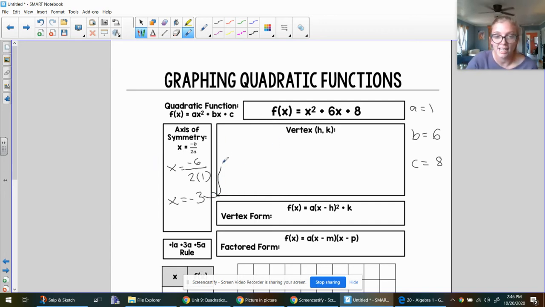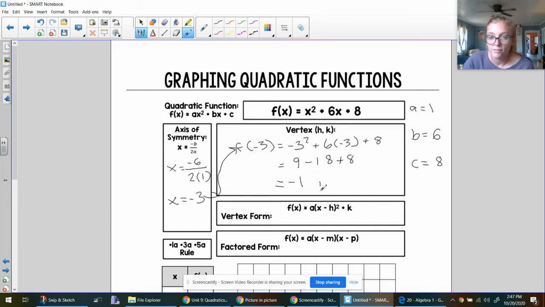So I'm going to take that x value and use it to find the vertex. So I'm going to plug in negative 3 into my equation. That gives me 9 minus 18 plus 8. 9 minus 18 is negative 9, plus 8 is negative 1. So my vertex, my (h, k), is (-3, -1).